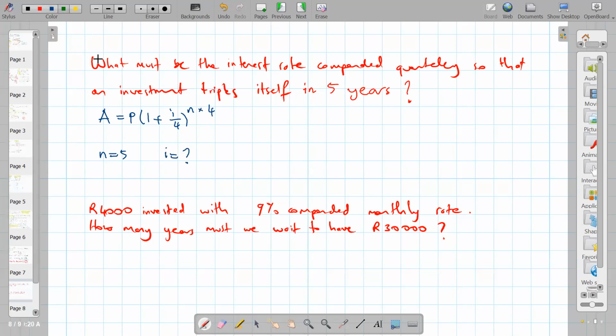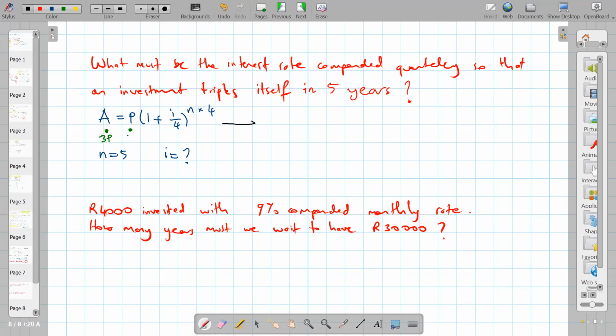What about A and P? They are not given, but they have a relation. That investment triples itself. So you can give a value. You can say I have 1,000 rand, it becomes 3,000. Or I have 1,000,000 rand, it becomes 3 million. 100 rand becomes 300. So it triples itself. They may ask such a question. You can just say A is going to be 3 times P, because whatever your previous amount, it is going to become 3P. So that's how we can substitute into the formula.